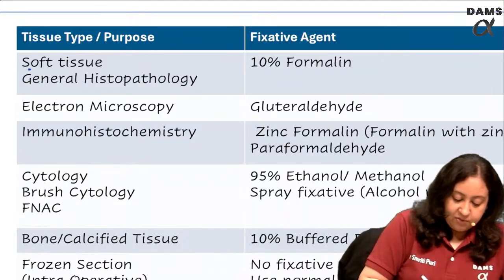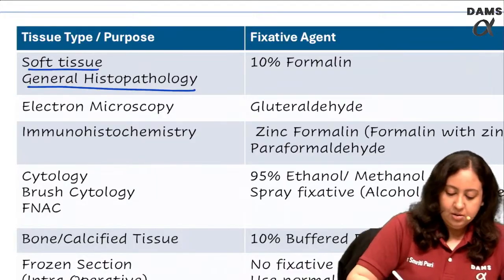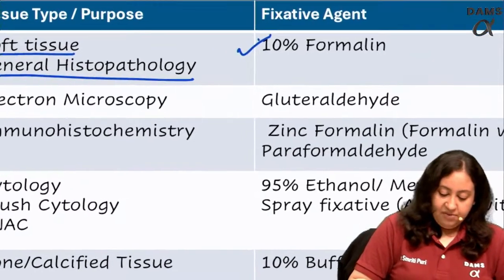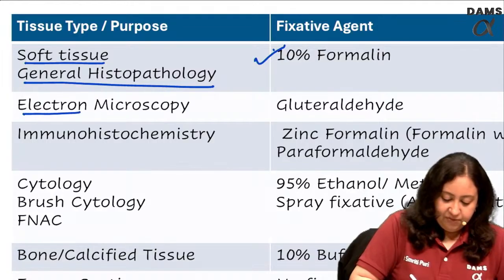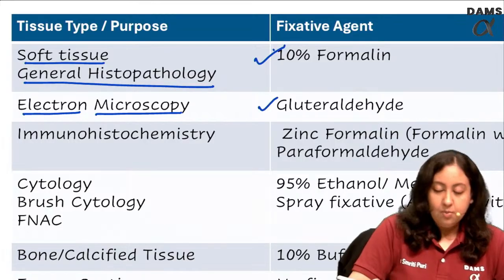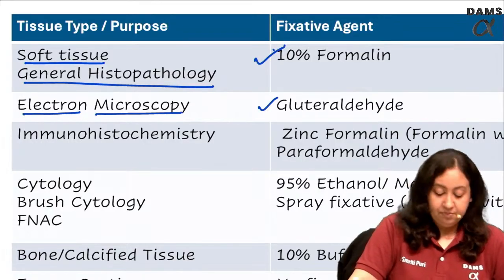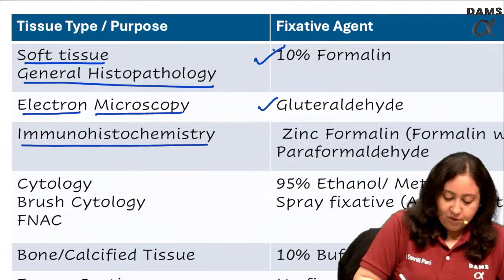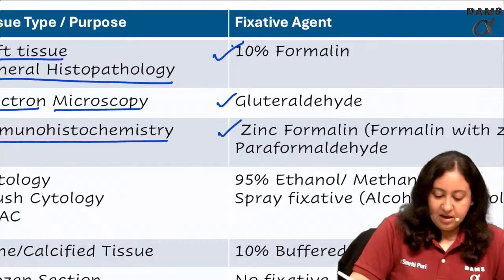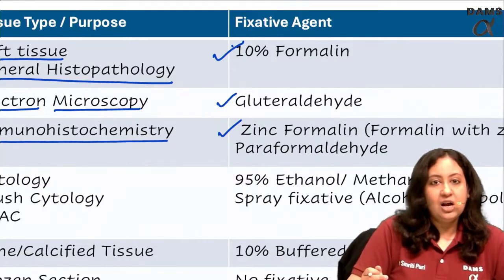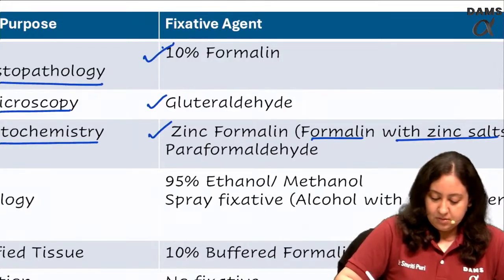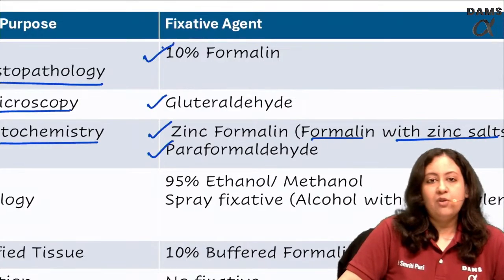So if it is a soft tissue, for general histopathology, the fixative agent is 10% formalin. If the specimen is to be sent for electron microscopy, you will put it in glutaraldehyde. If the specimen has to go for immunohistochemistry or IHC, you will use zinc formalin, or formalin which contains zinc salts, or you will use paraformaldehyde.